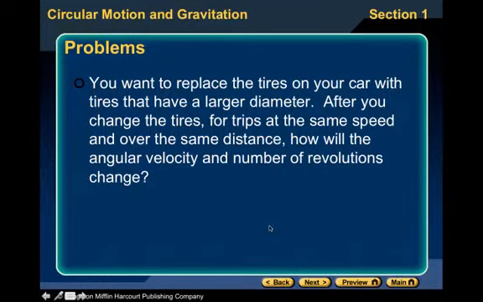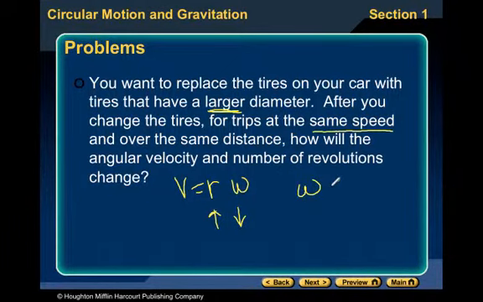Okay, you want to replace the tires of your car with tires that have a larger diameter. After you change the tires, for trips at the same speed and over the same distance, how will the angular velocity and number of revolutions change? So we have angular velocity, we have v equals r omega. If our linear speed is the same, and we have changed our tires to a larger diameter, that means our radius is going up. The speed of rotation goes down in order to go the same speed. So our angular velocity, omega, goes down, and the number of revolutions would also go down. So the times around would go down.